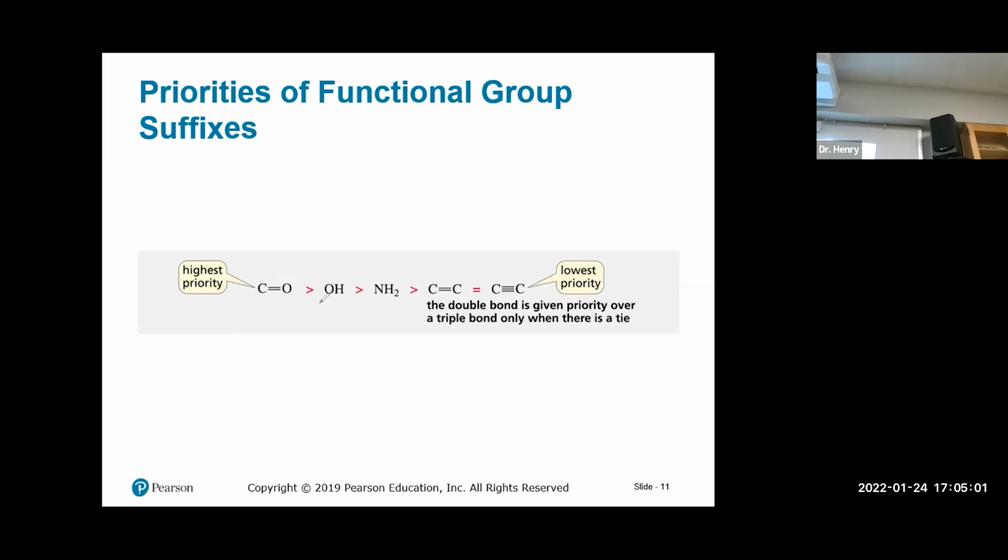Okay, so in terms of our priority, remember we talked about our priority list? The carbonyl has a higher priority than the hydroxide, than the amine, than the double, and then the triple. So these guys are going to be equal in terms of priority, right? But we know that if they're equal, double bond. Okay. So highest priority to lowest priority.